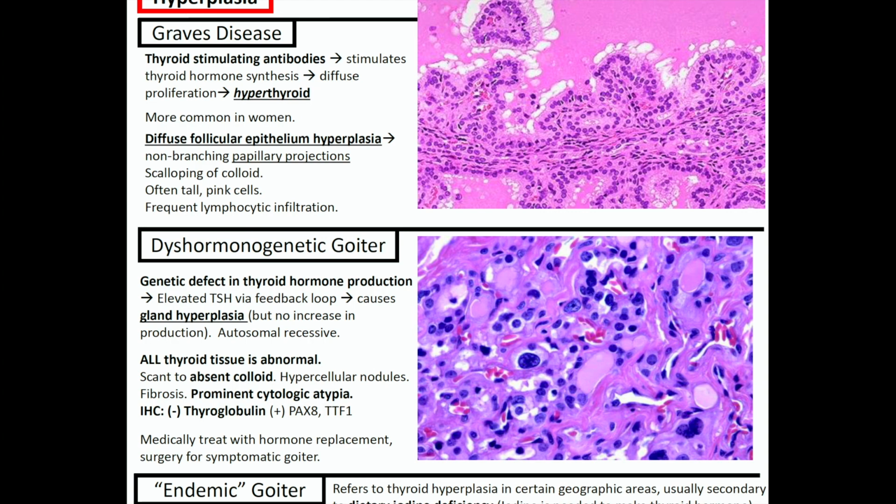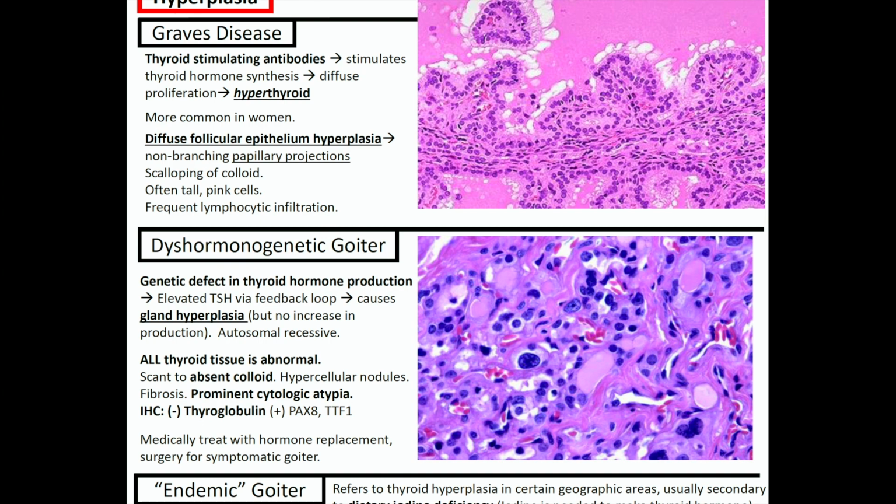Moving on, we've got hyperplasia. So hyperplasia of the thyroid, commonly associated with Graves' disease. Graves' disease is classic, and that's going to be caused by thyroid stimulating antibodies, which stimulate thyroid hormone synthesis, leading to diffuse proliferation and hyperthyroidism.